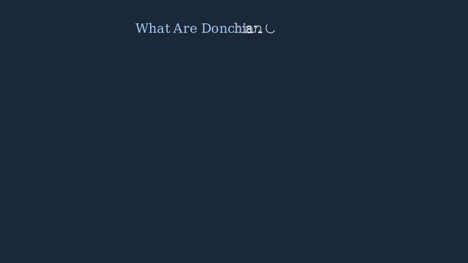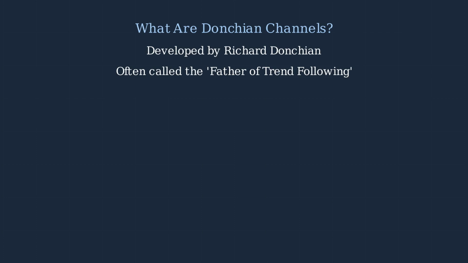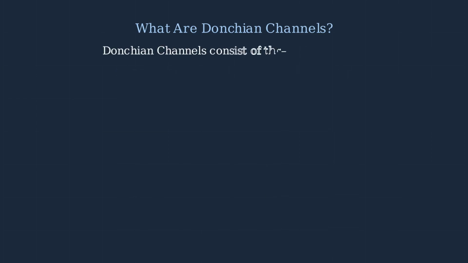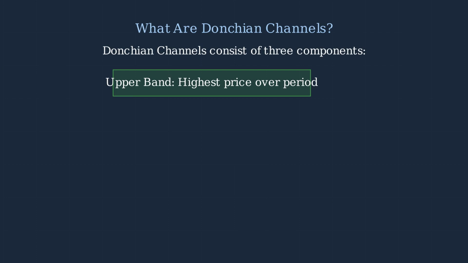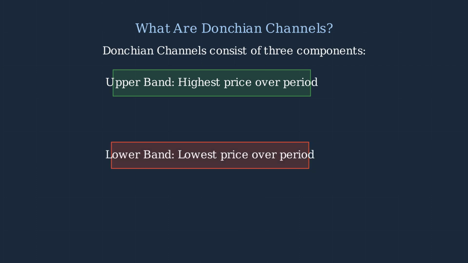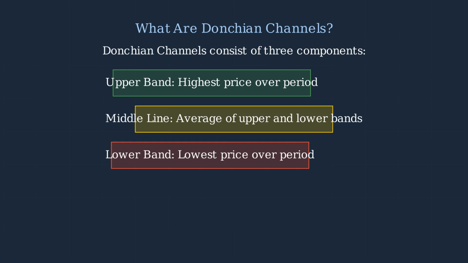What are Donchian channels? Donchian channels were developed by Richard Donchian, who is often referred to as the father of trend following. Donchian channels consist of three main components. First, the upper band, which represents the highest price over a specified period, typically 20 days. Second, the lower band, which represents the lowest price over the same period. And third, the middle line, which is simply the average of the upper and lower bands.